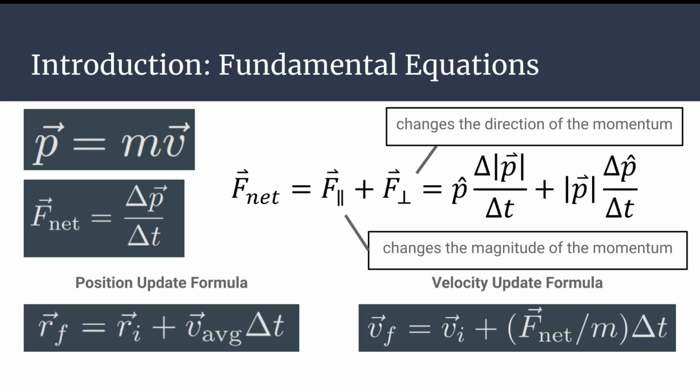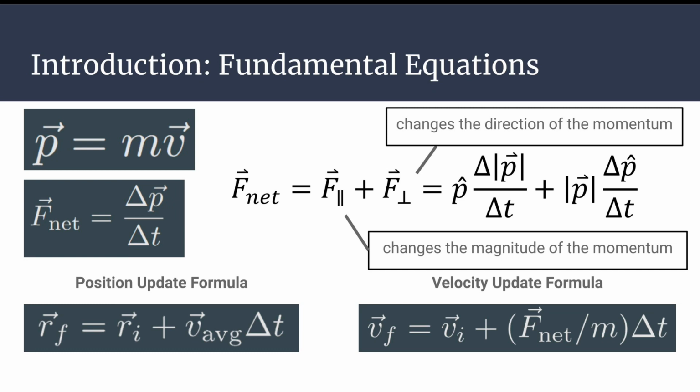Fnet is equal to the change in momentum over the change in time. Fnet is also equal to the parallel forces plus the perpendicular forces. The parallel component represents the changes in the magnitude of momentum, and the perpendicular component represents the changes in direction of the momentum. This means the parallel component is equal to p hat times the change in magnitude of momentum over the change in time, and the perpendicular component is equal to the magnitude of p times the change in p hat over the change in time.